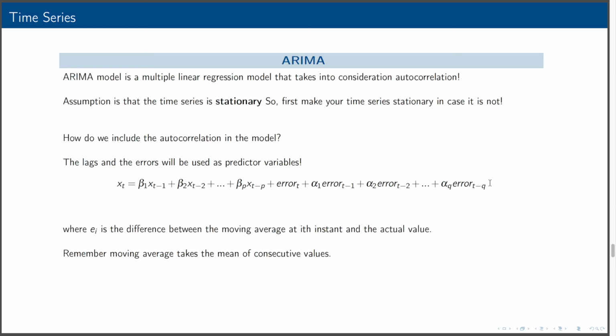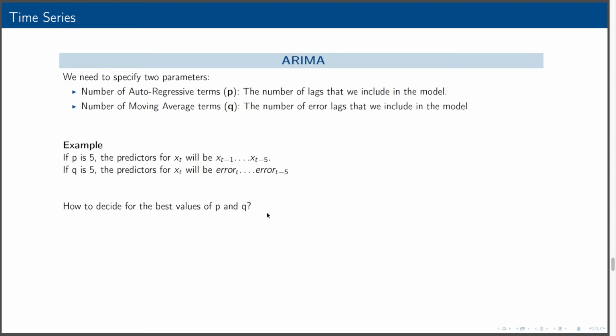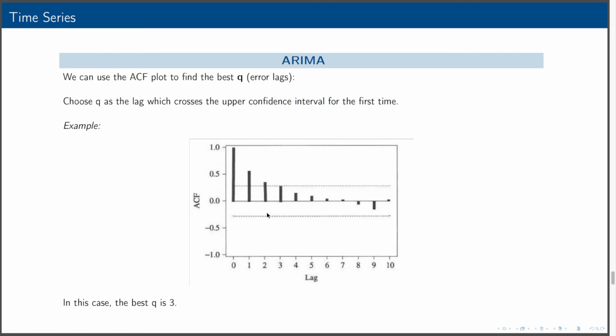Because if you see, this is simply a multiple linear regression. So you can calculate it the same way that you learned to do linear regression. It's finding the coefficients that give the lowest error, that reduce the RSS, the residual sum of squares. It's the same thing that we learned before, just with different predictors. The same points in the past and the errors will be our predictors. But how many do we include? This is where the ACF plot comes into consideration. Okay, we're going to use the ACF plot to find the best Q, the error lags.